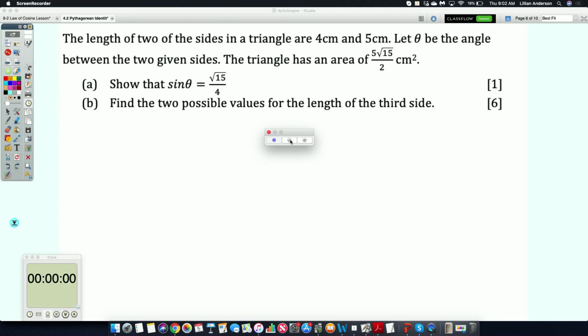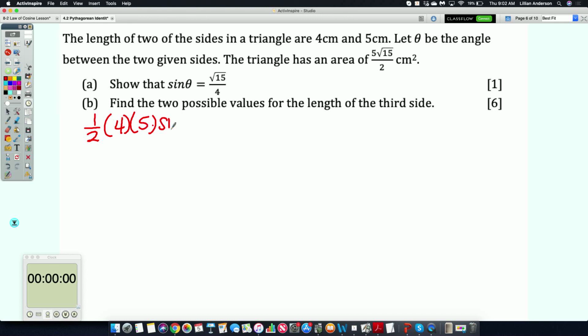So in this one, you had to show that sine theta was square root of 15 over 4. This is a show problem, which means you need to actually mathematically do the algebraic processes to get to that point. So since you know the area of a triangle is equal to 1/2 your two sides times the sine of your angle, that is what your area formula should actually equal.